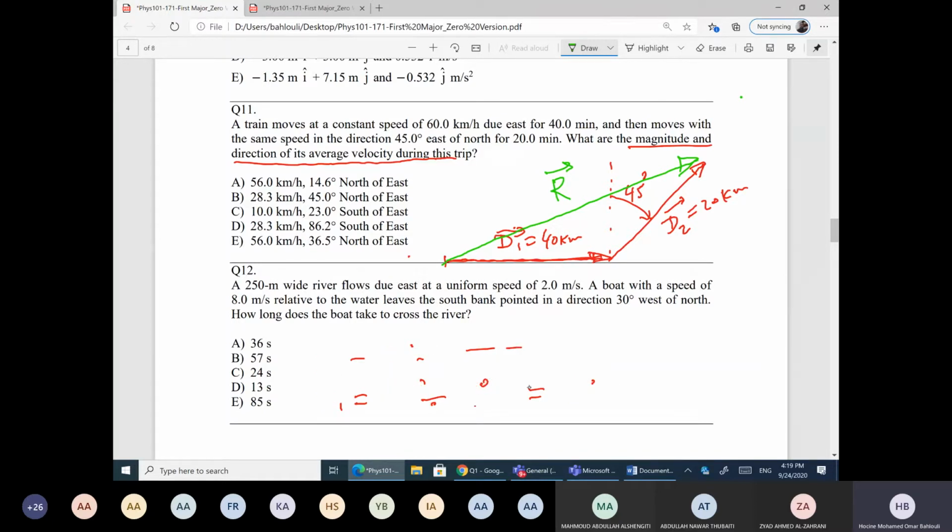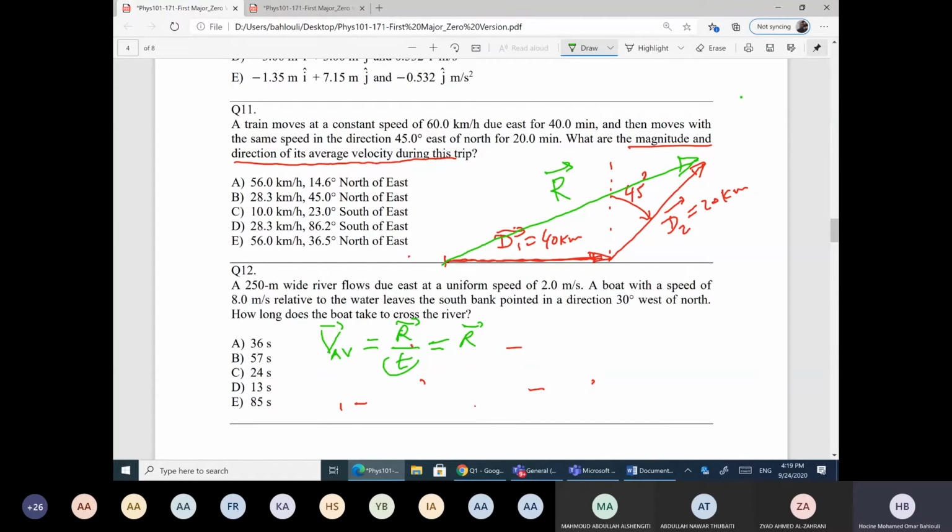Okay. Average velocity is displacement divided by time. The displacement is R, divided by the time, which is 1 hour. So I just have to find the displacement in kilometers, then it is kilometers per hour. I repeat, T is 60 minutes plus 20 minutes, that's 1 hour. So I have to find what R is.